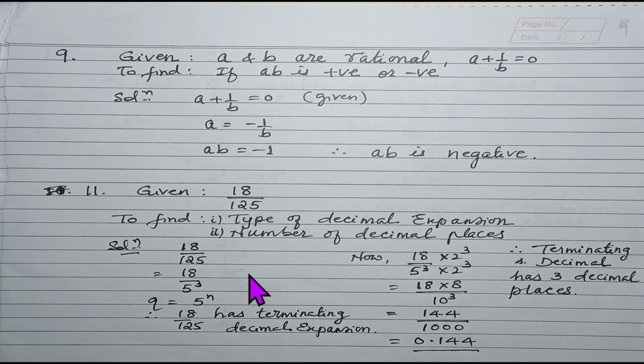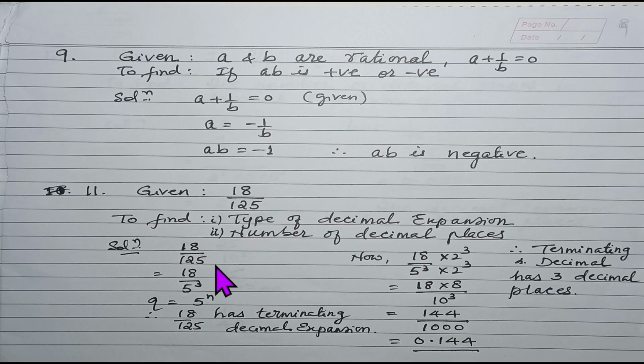Whenever Q is of the form 2 raised to m, or 5 raised to n, or 10 raised to p, or 2 raised to m into 5 raised to n, then it will have a terminating decimal expansion, and therefore 18 by 125 has a terminating decimal expansion. That is the first part.